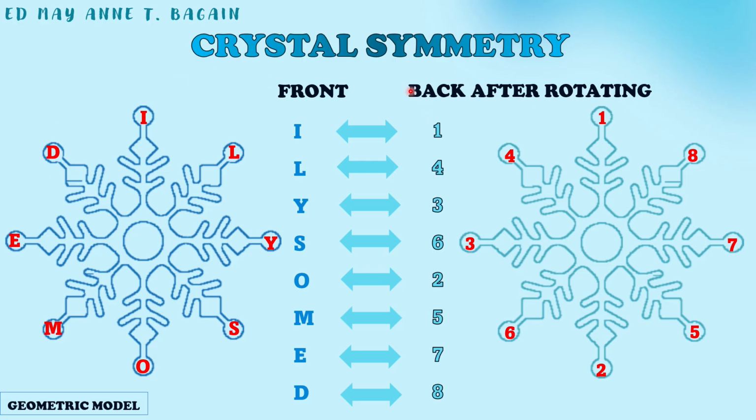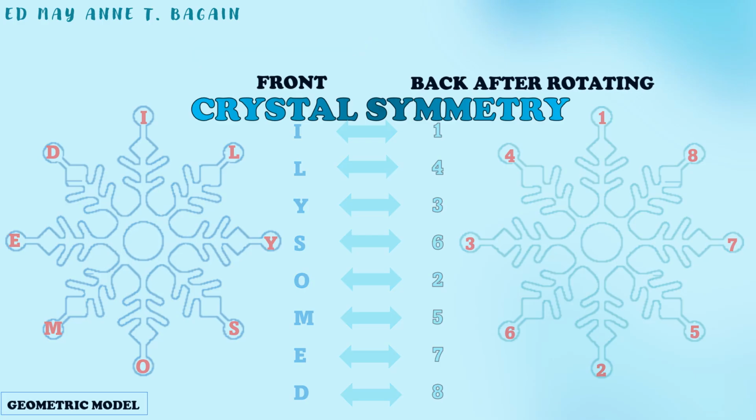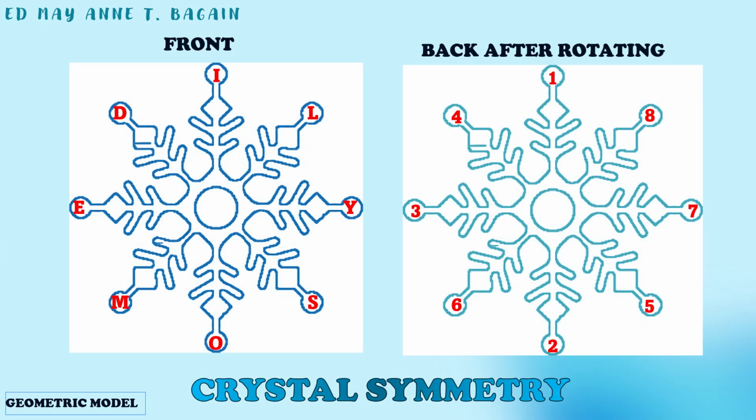As we can see, I is symmetric to 1, L is symmetric to 4, S is symmetric to 6, O is symmetric to 2, M is symmetric to 5, E is symmetric to 7, and D is symmetric to 8. So this one is the correct front and back after rotating elements.